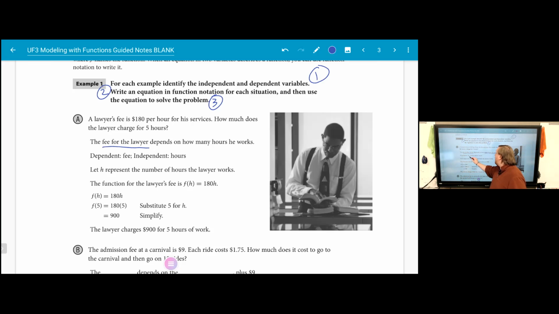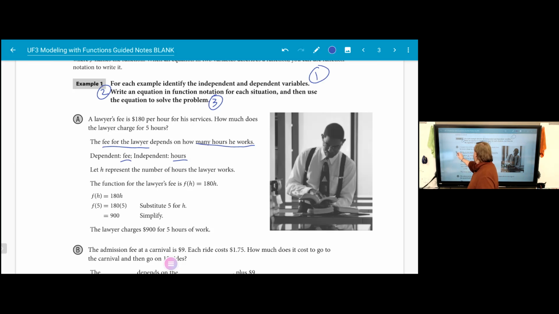Independent. The fee depends on the hours. Okay, we're going to call this H. H is hours. Again, mathematicians, we're very, very creative. H for hours. In other words, the function f of h, so the value of the function with h hours, is f of h equals 180 times h.